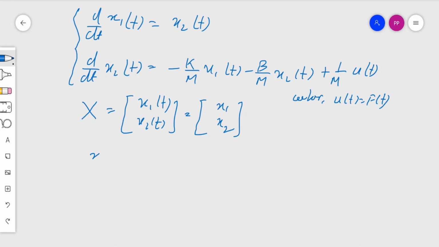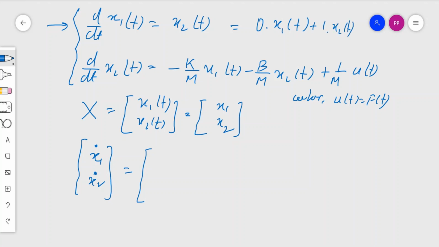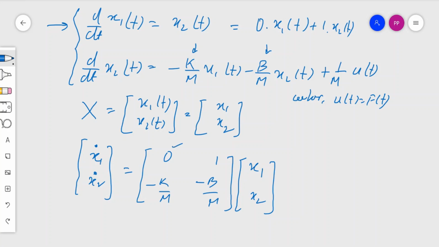I have x1 derivative, x2 derivative, the time derivatives, written with a dot, then we have minus k by m. This is for the first equation I write first. So this should be in the form of, here I write 0 into x1 at t plus 1 into x2 at t, so it becomes 0 and 1. Similarly, here I have the coefficient minus k by m, and here I have the coefficient minus b by m. So this is a matrix, and this is again multiplied by the vector x1 and x2. So I am multiplying 0 with x1 and 1 with x2 to get x1 dot, which is the same as we got above over here.